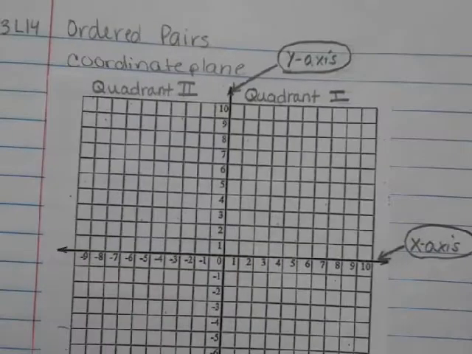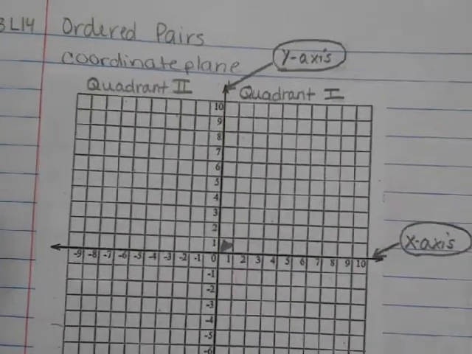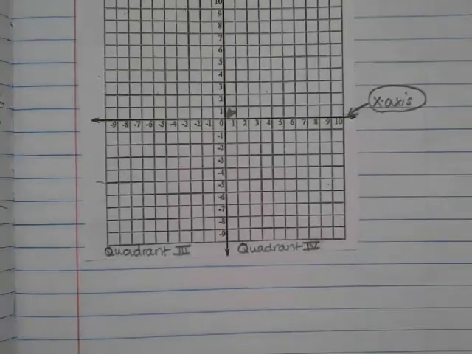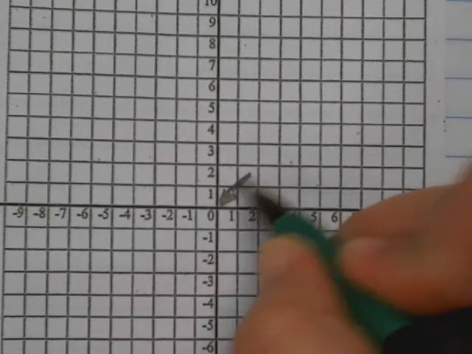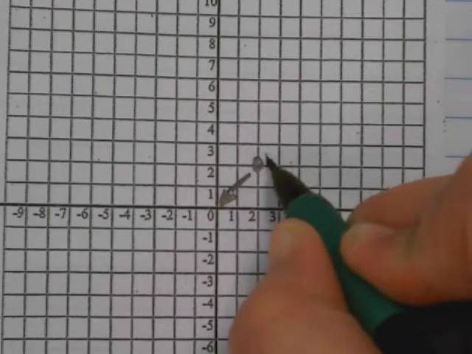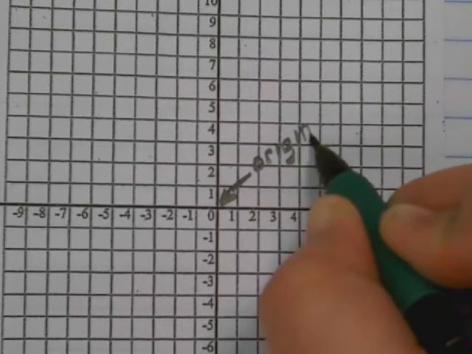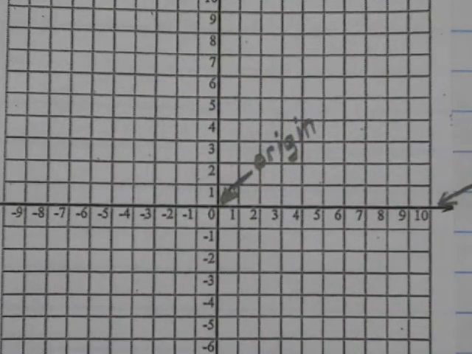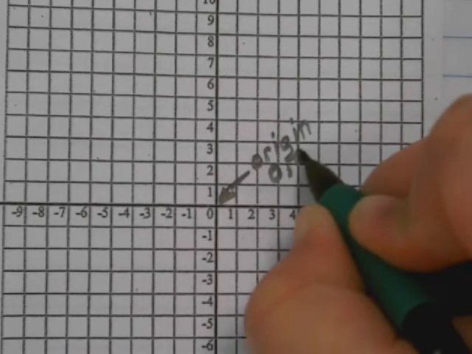The next thing I want to point out to you is this point right here. I'm going to zoom in on that, where the axes meet up at that 0. And that is called the origin, O-R-I-G-I-N. So at the 0 where each axis comes together, that's called the origin. And it is noted as 0, 0.